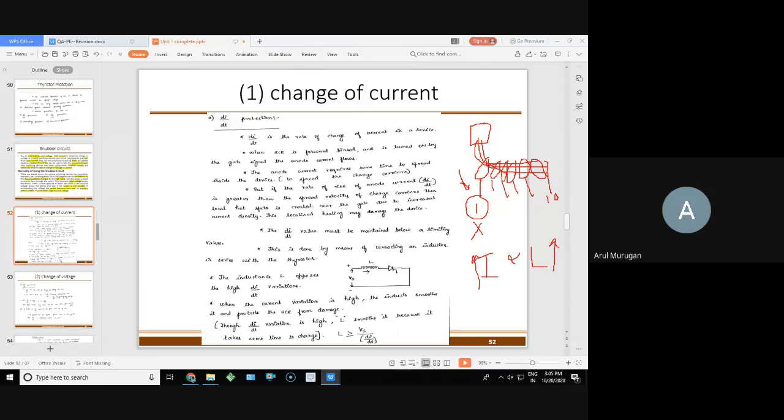So this first customer didn't use it, and full current flows. The bulb cannot withstand it, and it will fail.